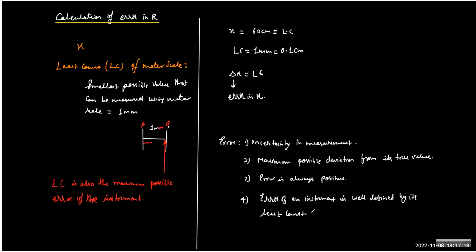So error of an instrument is well defined by its least count. Once you know the least count, you know the error as well for a device, for an instrument. Okay. Now the question is how error is calculated. So let me teach you quickly about error.